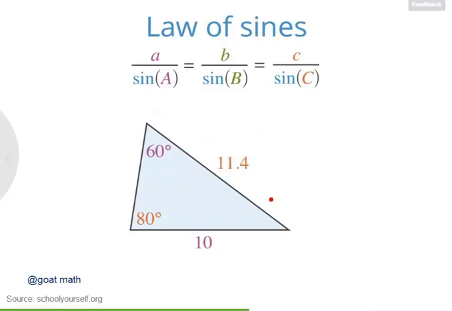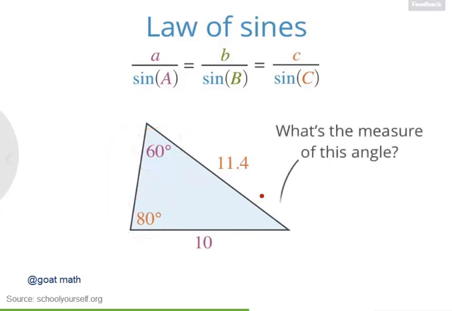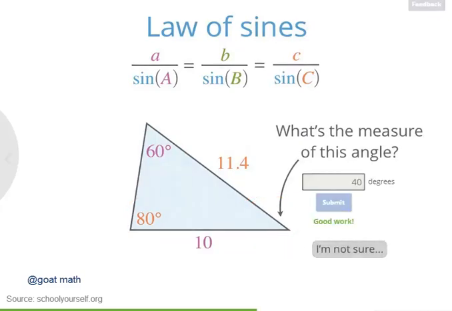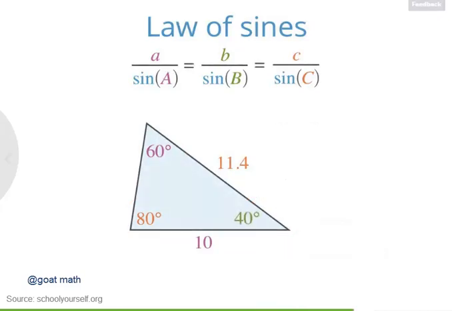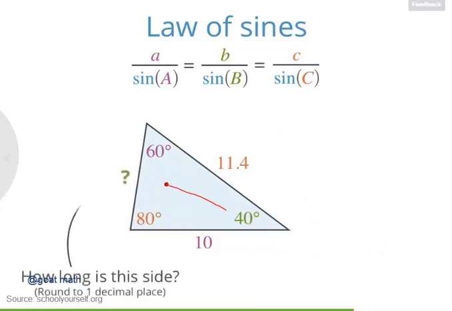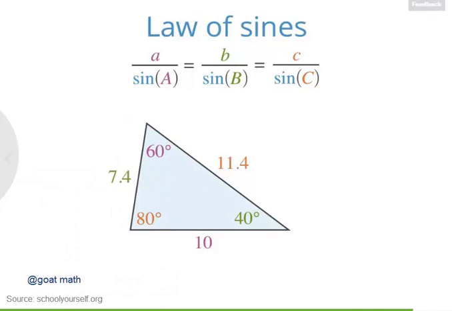Now let's see if we can figure out the remaining angle and side of this triangle. You already know two of the angles, so what's the measure of this third angle down here? Right, this third angle is 40 degrees. Now see if you can apply the law of sines again to find the length of the side opposite the 40 degree angle, and round your answer to one decimal place. Brilliant! So this side of the triangle has a length of about 7.4.